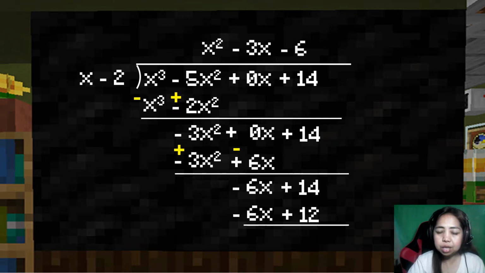Change sign muna tayo. So, negative will become positive and positive will become negative. So, negative 6x plus 6x, cancel na, 0 na yon. 14 minus 12 is 2. So, eto na yung ating remainder. Now, sulat natin dun sa ating quotient. So, x squared minus 3x minus 6 plus yung remainder nating 2 over kung ano man yung ating divisor na x minus 2.